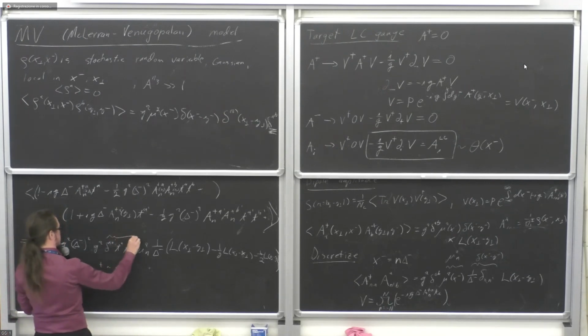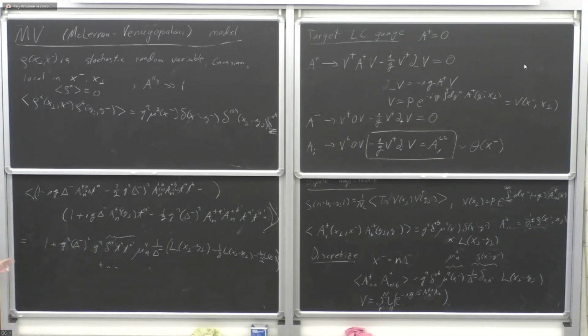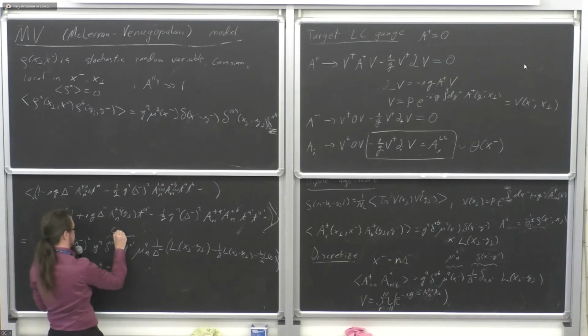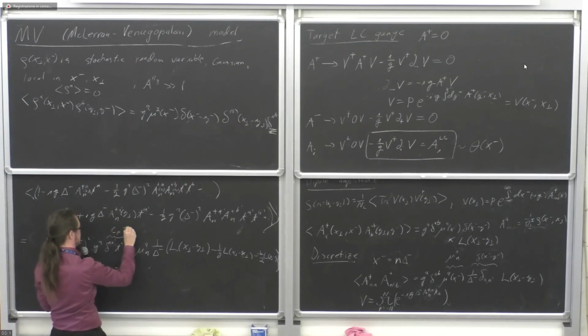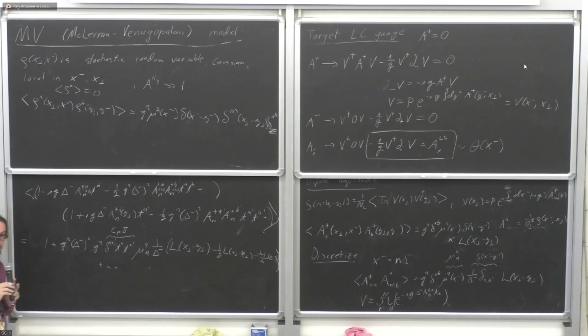Remember, at this stage these are still matrices. I haven't taken the trace. Now that I have done the expectation value, I generate this Casimir, and these are still proportional to the matrix in color space. So the color structure is very trivial now.